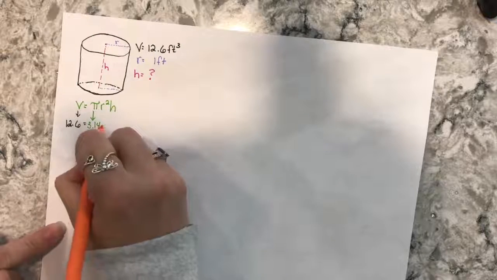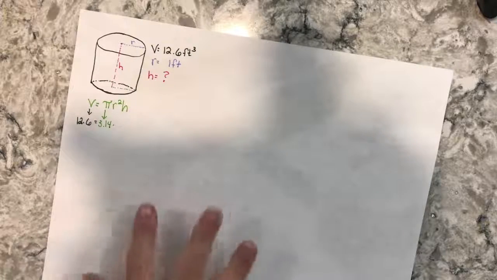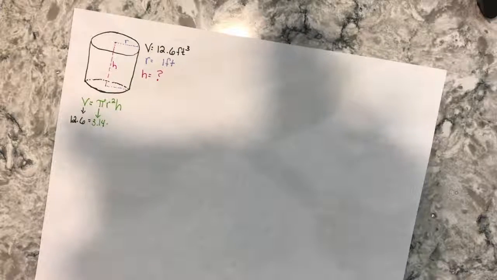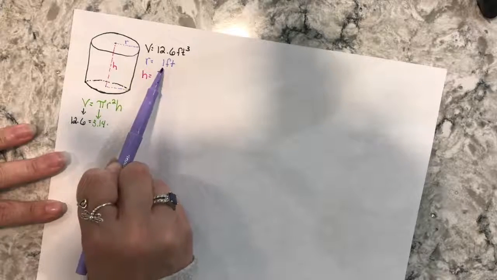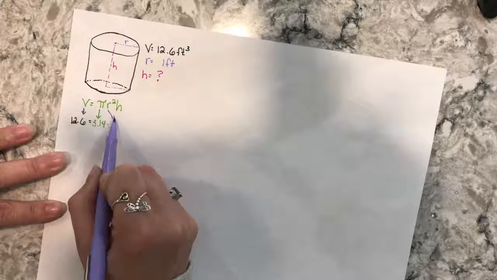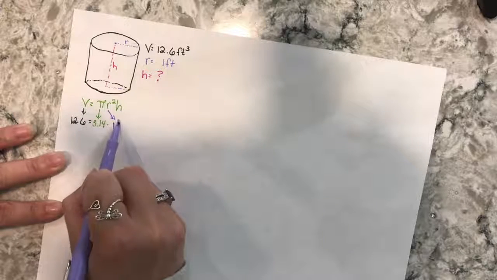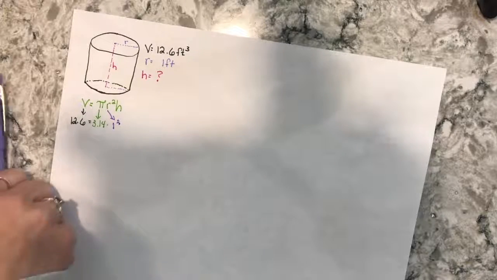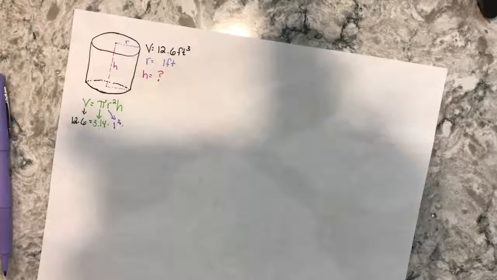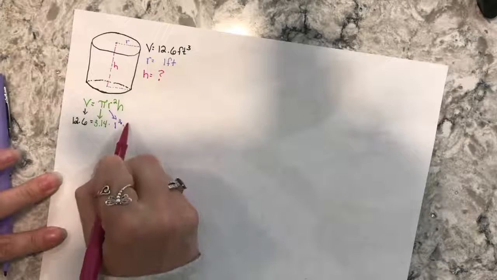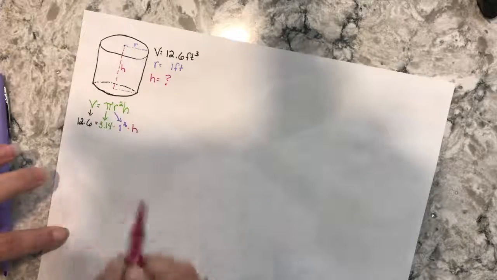The next thing we'll fill in is the radius. Remember, when it's all smushed together like this, it means that we're multiplying. So I'm just adding a little dot in the middle to indicate that we're multiplying. But our radius is 1 foot, so it's 1 squared, which we know is 1, because 1 times 1 is 1. Now we don't know what the height is, so we're just going to use the h for that.